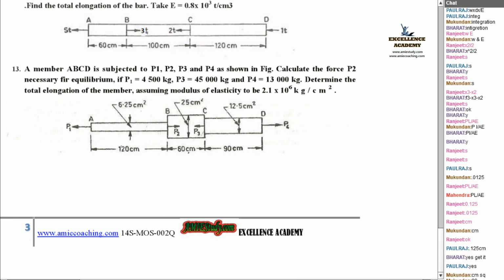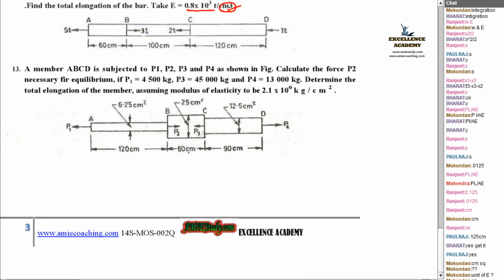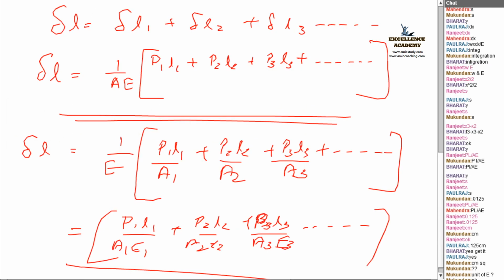I am going to take up a whiteboard. Centimeter square, unit of E. Unit of E is ton. Yes, I think I made a mistake there. It is centimeter square only. When I typed there, I made a mistake there. Okay. One minute.